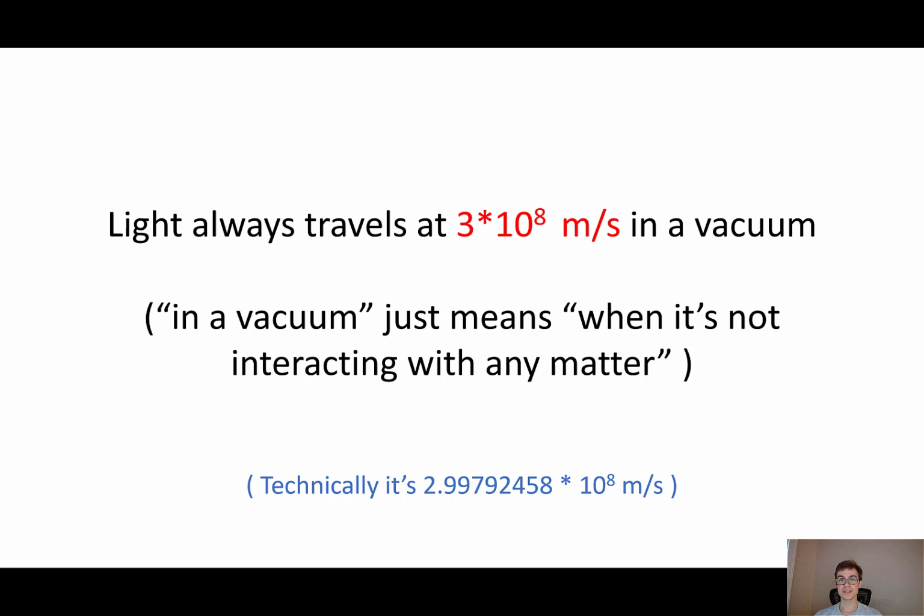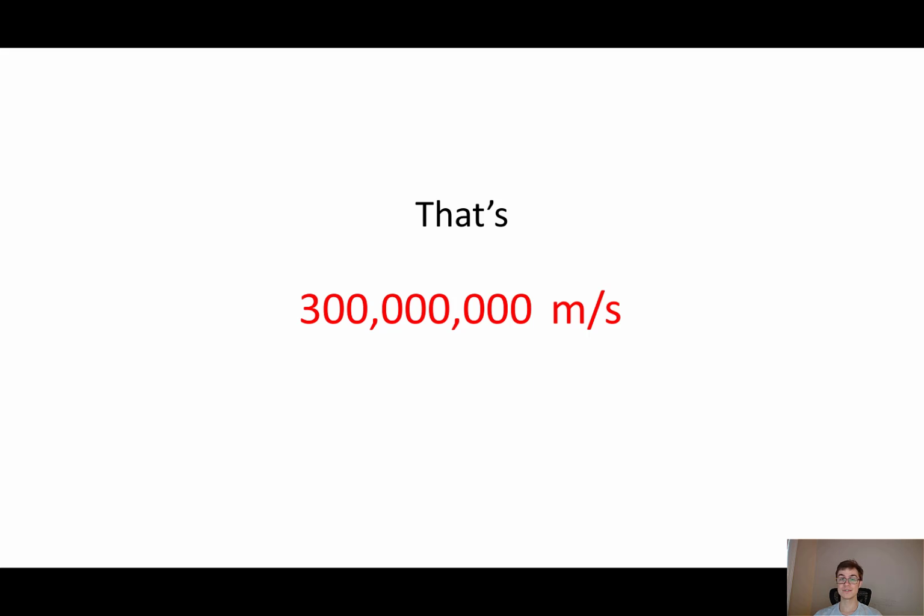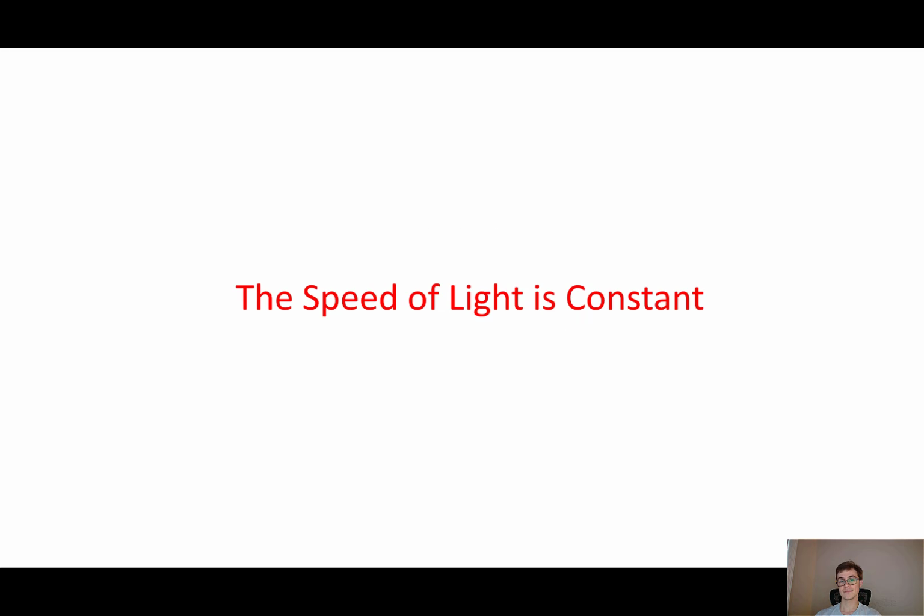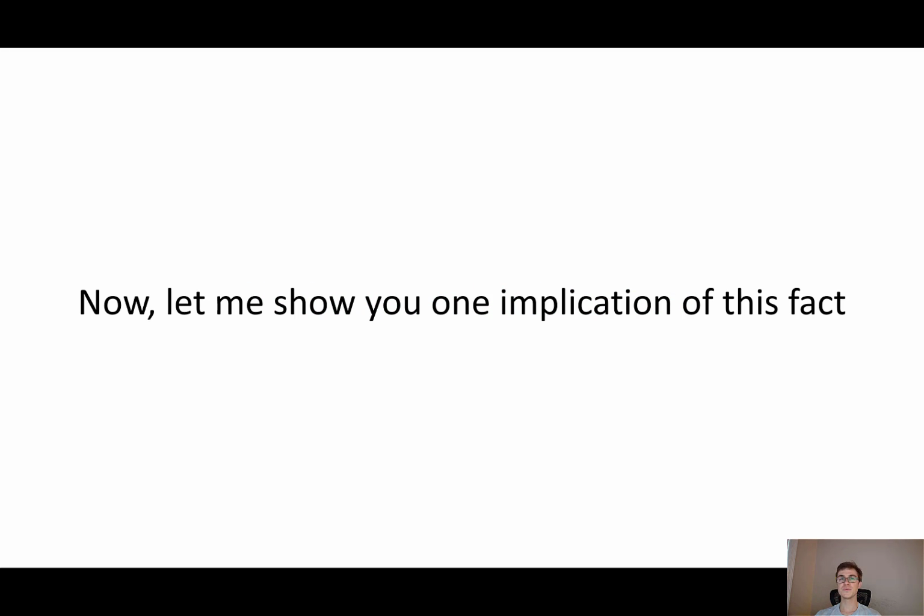That's not very easy to picture. That's this 3 with 8 zeros, meters per second, which is 300 million meters per second, which is 670 million miles per hour. That's how fast light goes. The important thing, though, is that the speed of light is constant. Let me show you one implication of this.